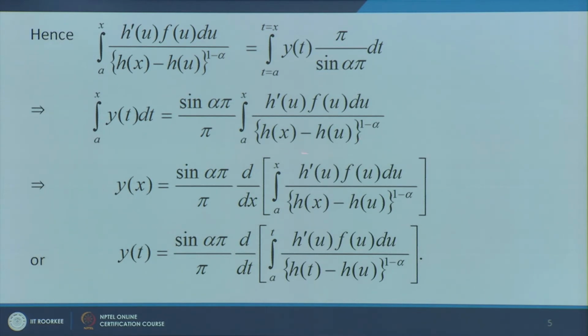Now, we will differentiate both sides with respect to x by the Leibniz rule, and when we differentiate the integral a to x psi t dt with respect to x by the Leibniz rule, then we get psi x here. So, psi x equal to sin alpha pi over pi d over dx of the integral a to x h prime u f u du over (hx minus hu) to the power 1 minus alpha. We do not apply the Leibniz rule inside the integral here, because it will lead us to the divergent integral. So, replacing x by t, we get psi t equal to sin alpha pi over pi d over dt of integral a to t h prime u f u du over (ht minus hu) to the power 1 minus alpha.